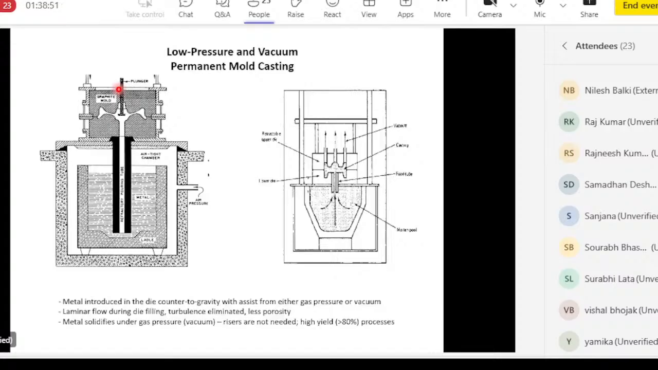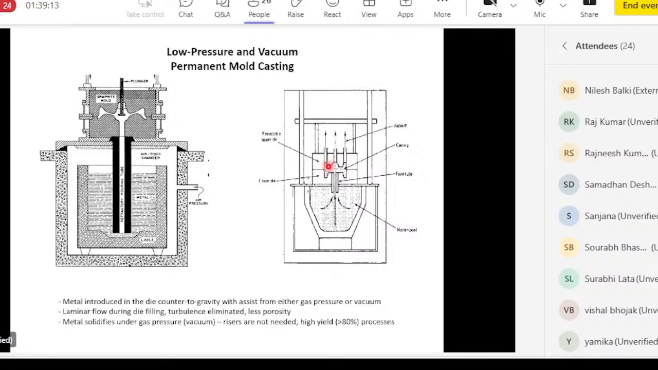The same thing can be done using a vacuum. Instead of positive gas pressure, we use negative pressure. So in the permanent mold, we use these vent holes to pull a vacuum and allow the metal to rise and fill the mold cavity. Because you're using a vacuum system, the process is even cleaner as compared to this kind of a process.